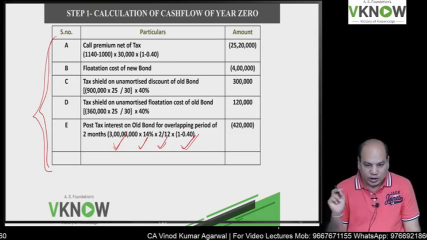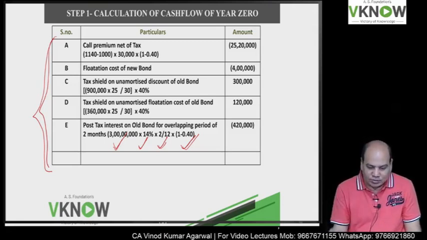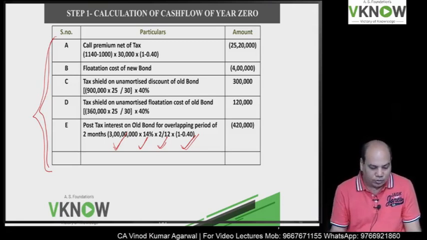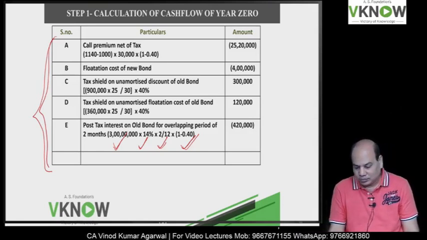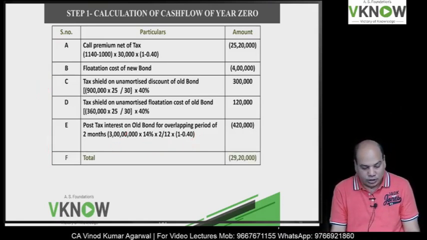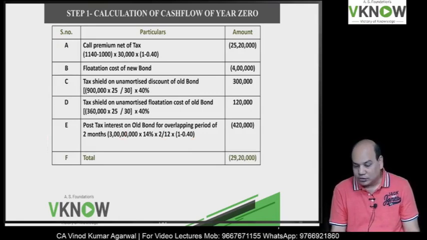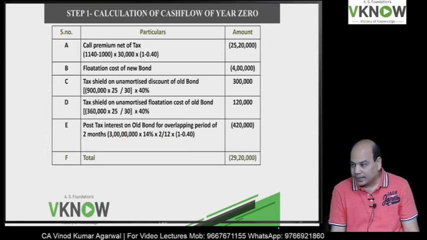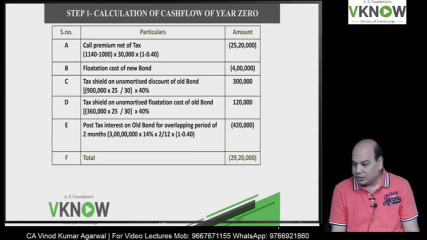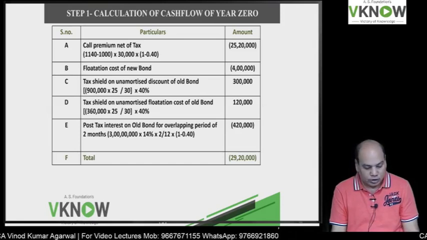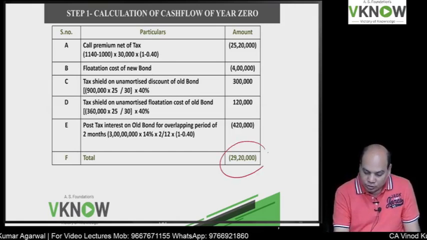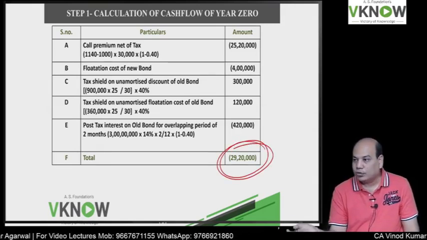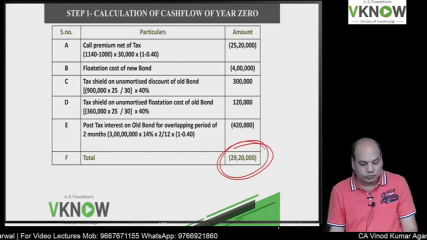Let me check who will give me the total first. This is my year 0 cash flow. Come on, take total. Everybody. So total is 29,20,000 negative. Rishabh is right. Very good. This is my year 0 outflow, net cash outflow.